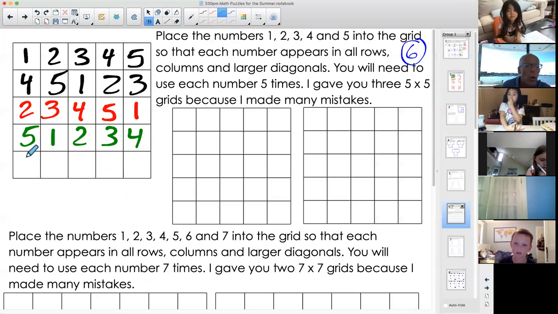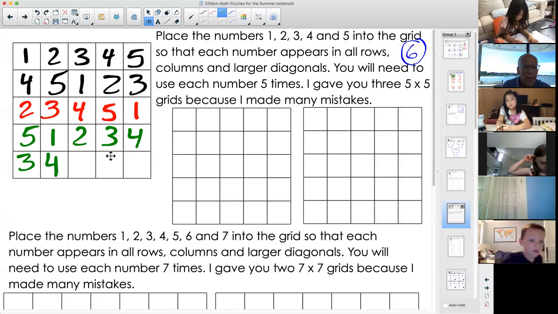Does it go, say again? Under 3, 4, so 3, 4, 5, and then 1, 2, 4, 5, 1, 2.